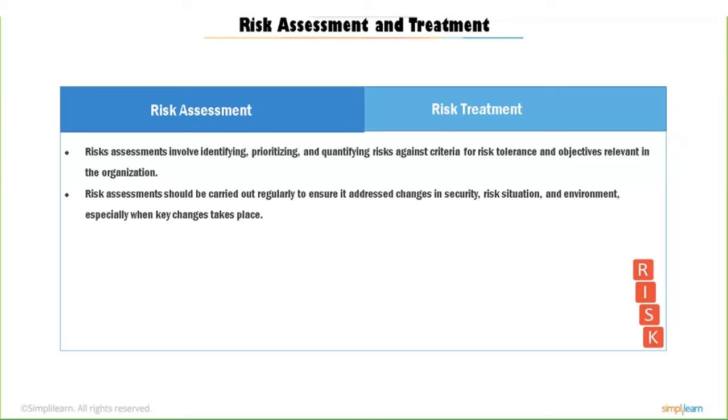The other one is risk transfer or sharing. It means sharing the risk with a third party, such as suppliers or an insurance company. Outsourcing is one of the best ways, and insurance companies are a way of risk transfer and sharing. So is this clear, friends?